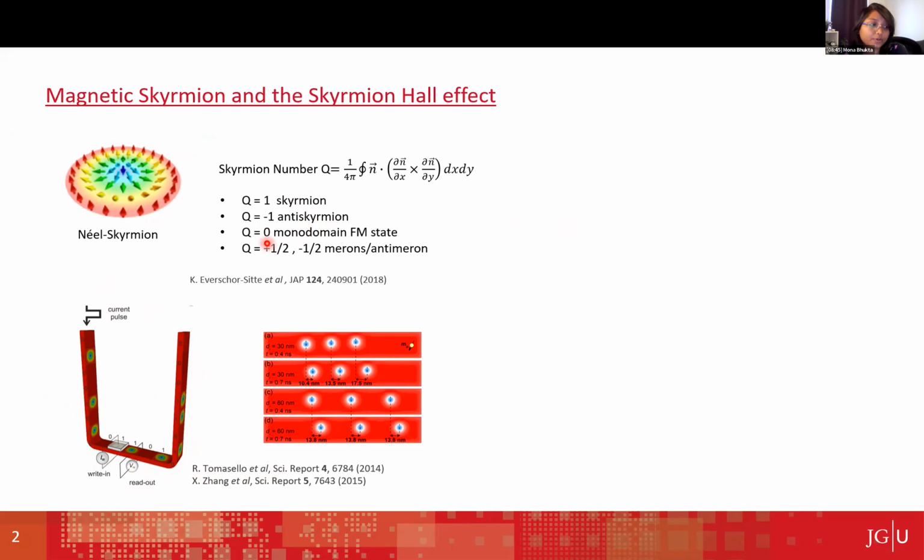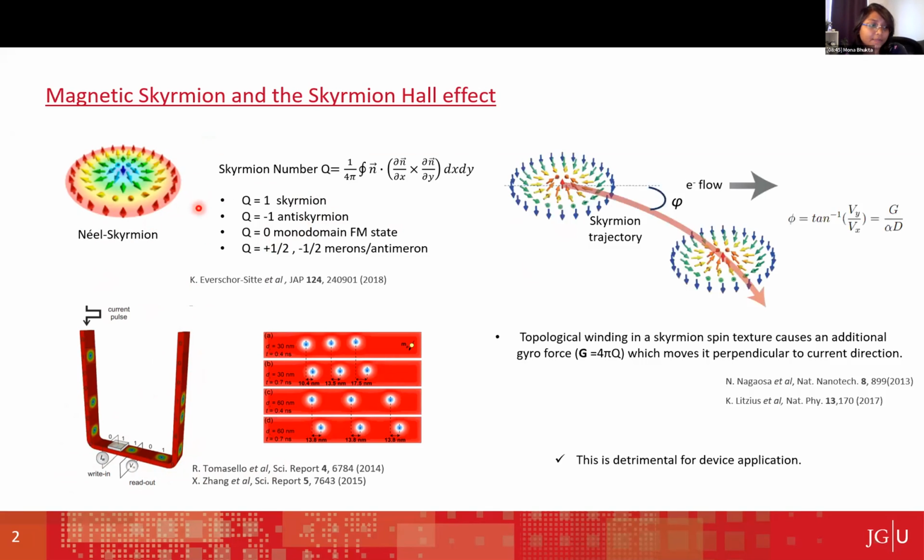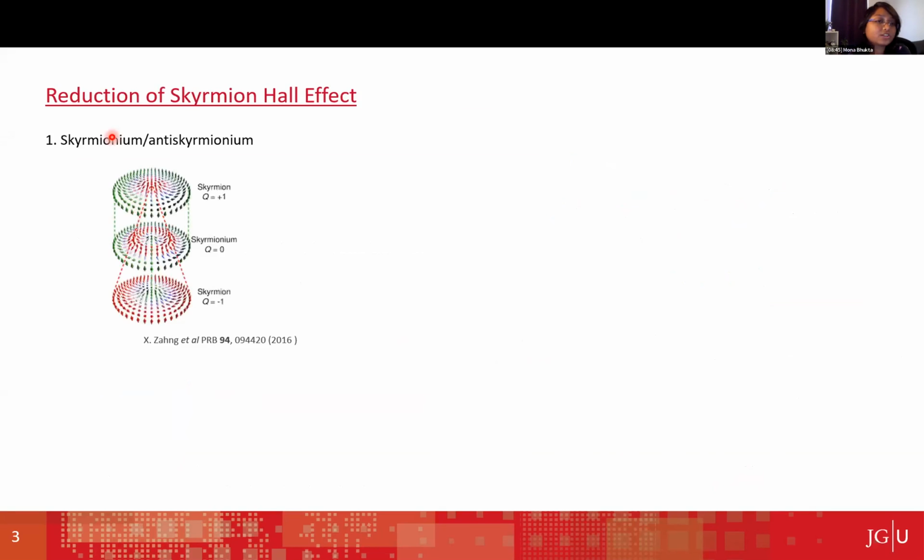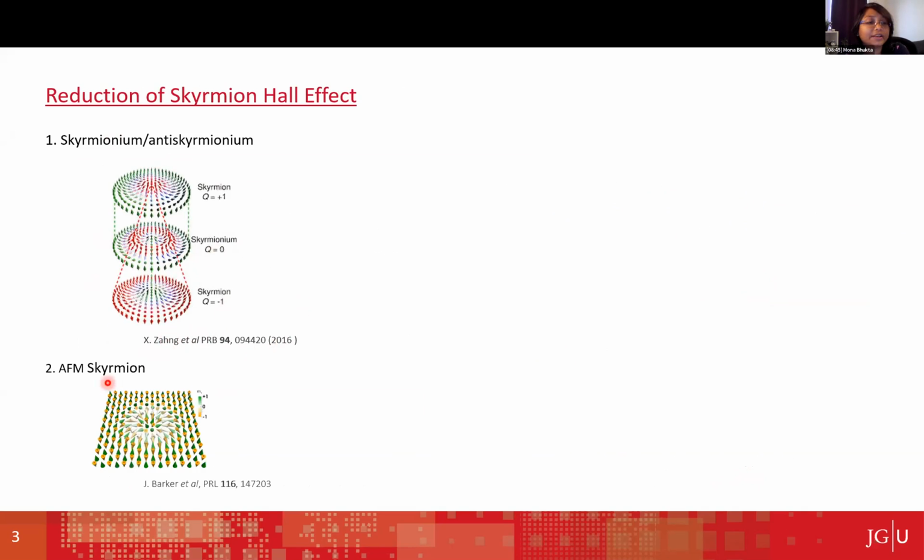However, the same spherical topology which gives the skyrmions additional stability also has a negative effect, the skyrmion Hall effect. Because of that, the skyrmion moves perpendicular to the direction of the current flow, which is detrimental for device applications. There have been several approaches to reduce the skyrmion Hall angle, and one of them is skyrmionium, where there is one skyrmion inside another skyrmion with opposite topological charge. Hence, the net topological charge becomes zero, and the skyrmionium can move without a skyrmion Hall angle. Skyrmions in an antiferromagnetic sublattice are also another solution.